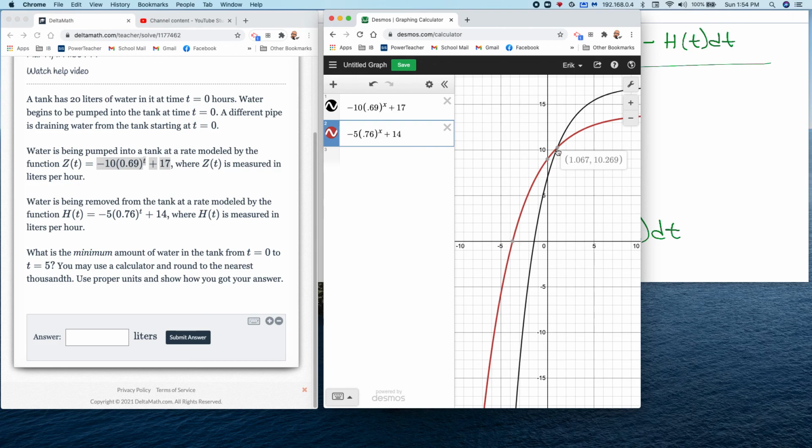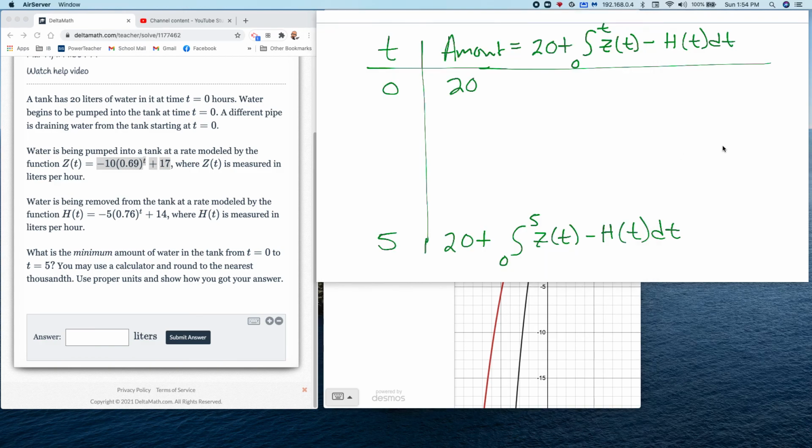So we need to use this value right here, that value right there, 1.067. That's the value we need to use. That's this value, 1.067. And you really probably need more than 3 decimal places, but that's our critical number. That's the critical number that's in there.